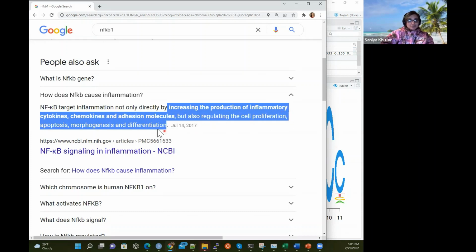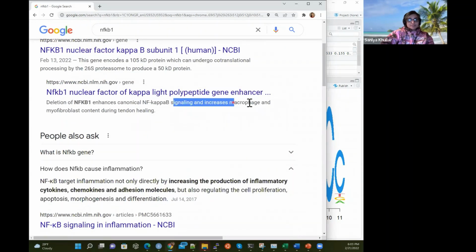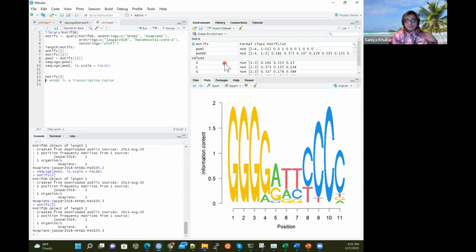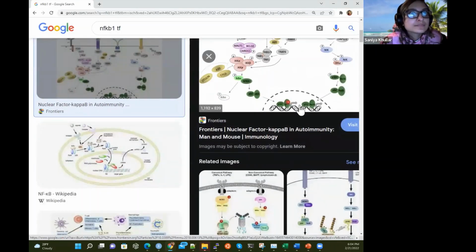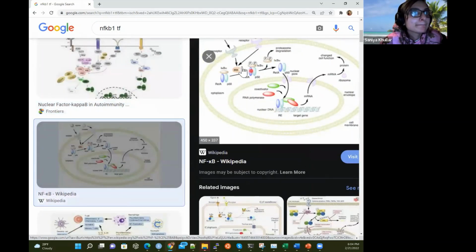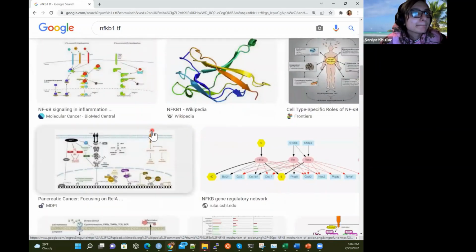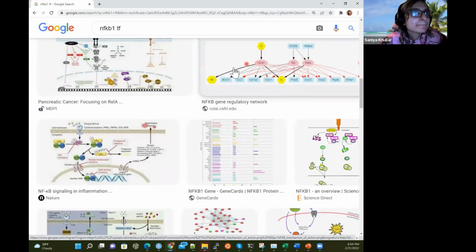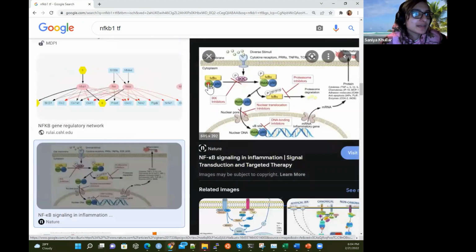It also regulates cell proliferation, cell death, the changing of the cell, and differentiation as well. It increases macrophage content, these are like those little gobbler immune cells, and myofibroblast content during tendon healing, etc. So that's kind of what's key about it. And there's more. It helps regulate the expression of various genes as a transcription factor. NFKB1.